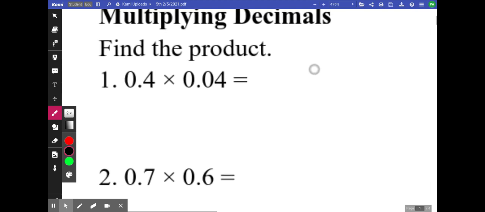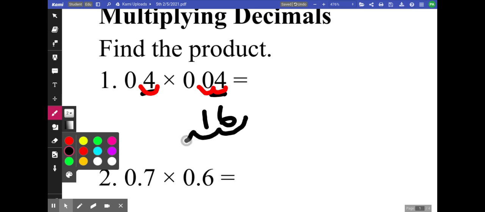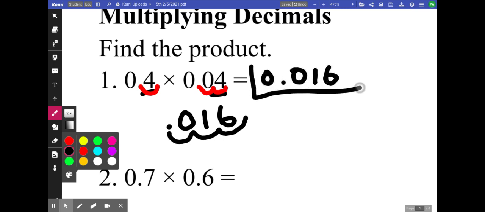Let's try number one. So we're going to ignore the decimals and we're just going to go for 4 times 4. 4 times 4 is 16. And what we're going to now look at is how many decimal points there are. So we see 1, 2, plus 1, which is 3 places. So we're going to move 3 places to the left. So 1, 2, 3. Put your decimal point there. So your answer is 16 thousandths. Or you can just say 0.016.